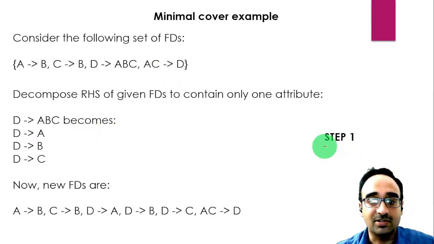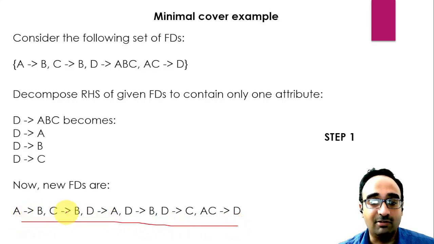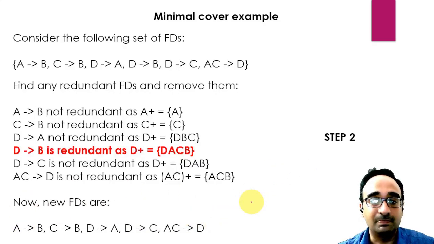What is the process? Step one is: decompose the RHS of given FDs into one attribute only. If you see these FDs, this functional dependency has three attributes in the RHS. So this is divided into these three FDs: D to A, D to B, D to C. That's all. Now our new set of FDs is these. We have 1, 2, 3, 4, 5, 6 FDs. These will be the input to the second step.